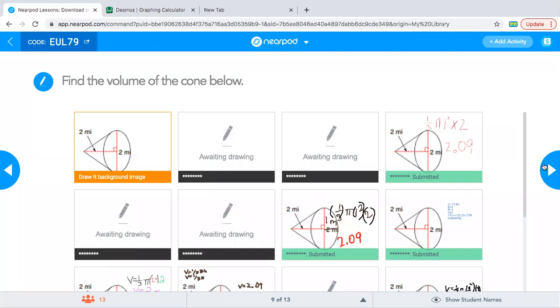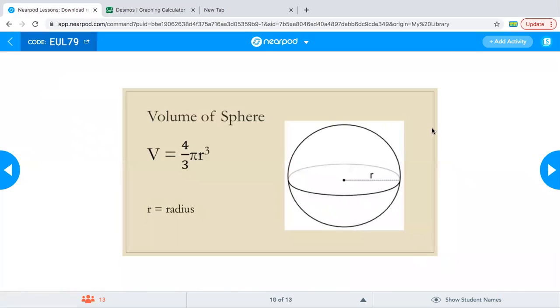All right. Here's a sphere. Go ahead and draw a beautiful sphere on your paper. A sphere is what? A 3D version of a circle. So a beach ball, a basketball. Those are some examples of a sphere.